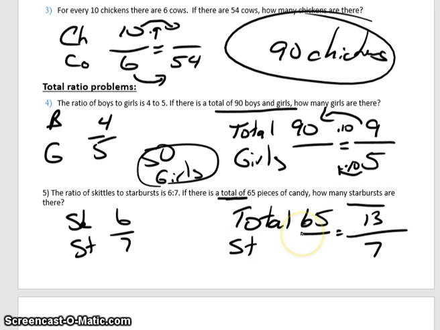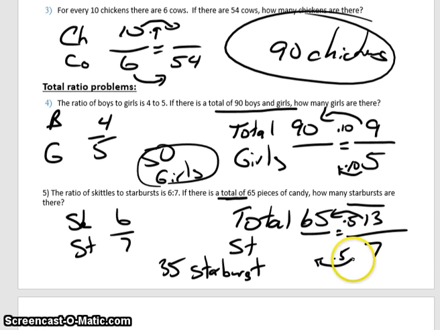All right. Now, if you're not sure what to multiply 13 by to get to 65, that's okay. What will you type into the calculator, though? Not a multiplication problem. It's going to be a division problem there. 65 divided by 13. Yeah, that's going to give you 5. So in other words, you'd have to multiply 13 times 5 to get to 65. So we need to multiply the 7 times 5, and you will get 35. So it is 35 Starbursts.